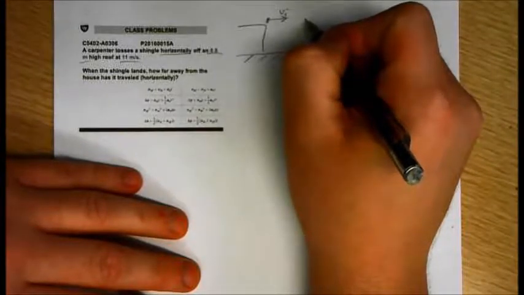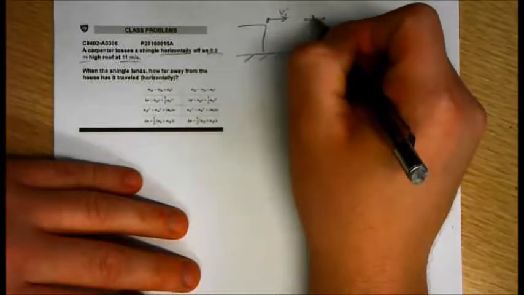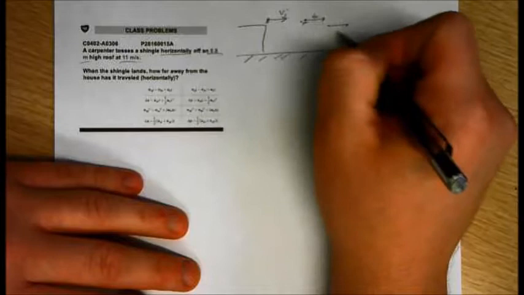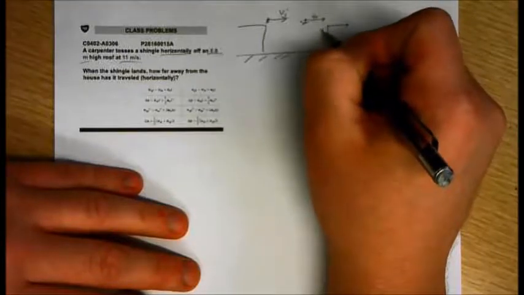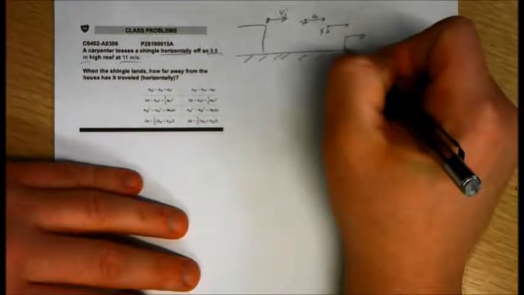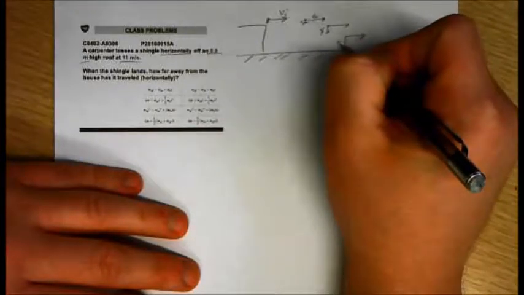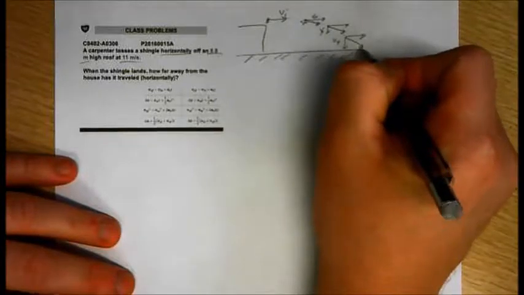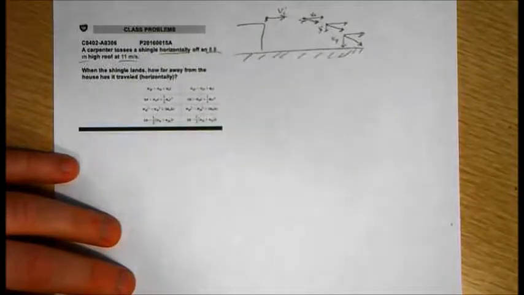At every stage along the way, Vy starts getting bigger. Vx stays the same because it's accelerating only in the y direction. And the total velocity, which is the combination of those two components, starts angling downward. It gets larger and it angles downward.